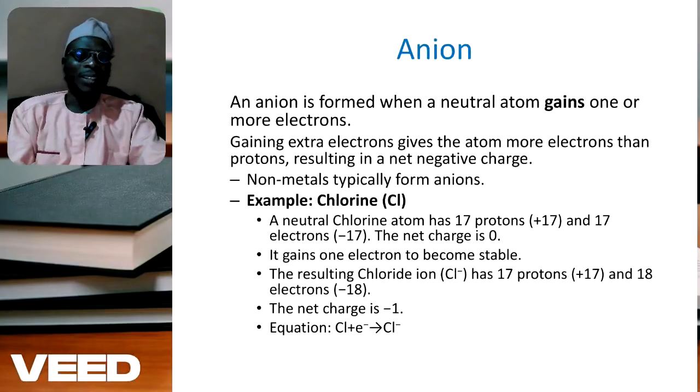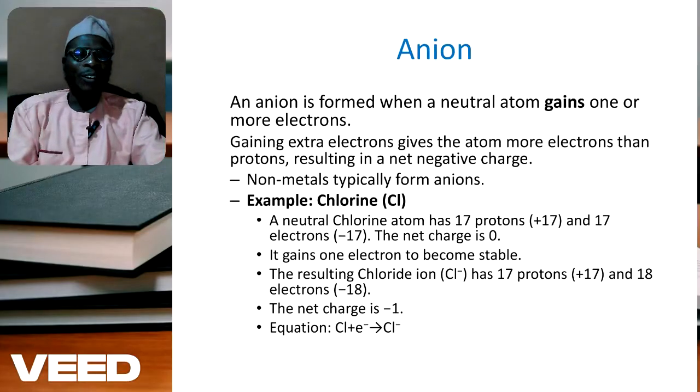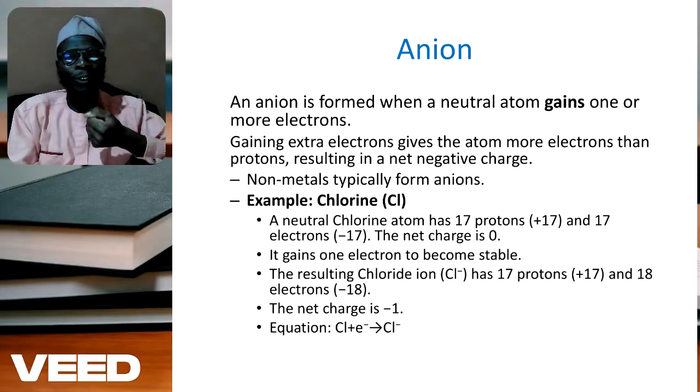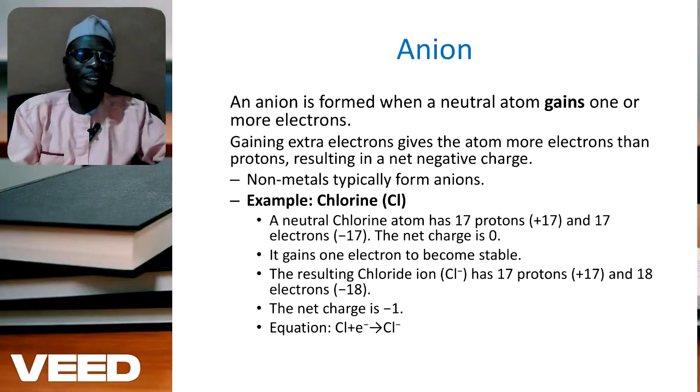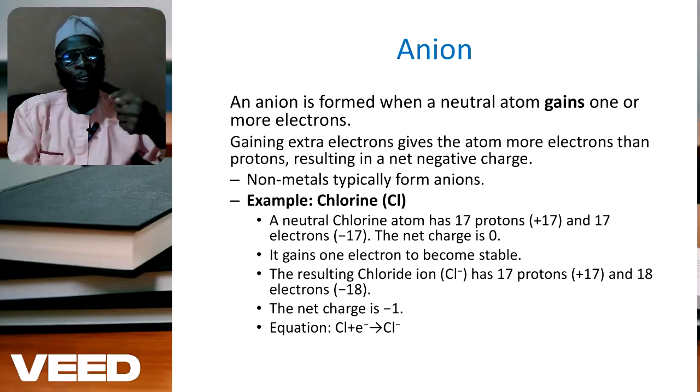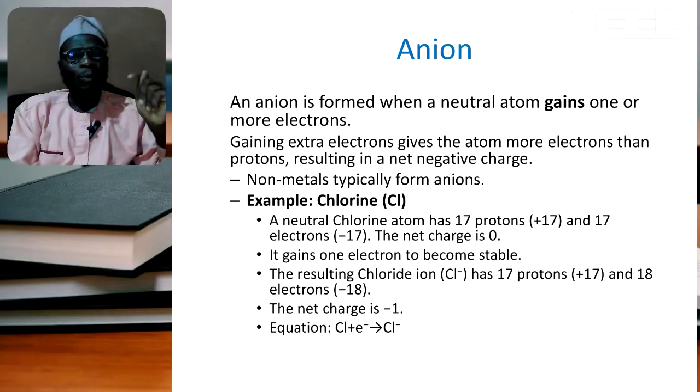And the next one is anion. An anion is formed when a neutral atom gains one or more electrons. So when an atom gains electrons, it forms a negative ion. Those that have formed a negative charge have gained electrons, so their electrons are more than they were before. Remember we said for a neutral atom the number of protons must equal the number of electrons, and the number of protons is equal to the atomic number.